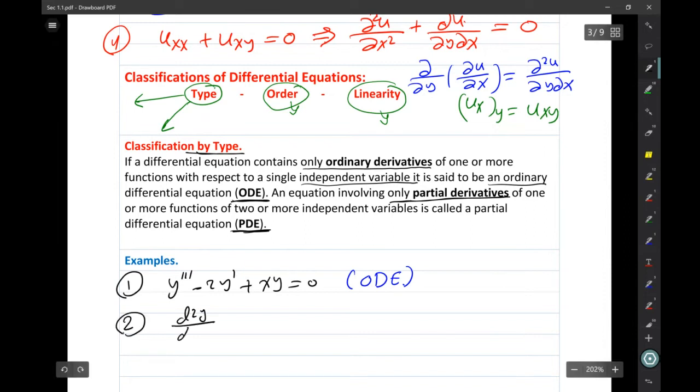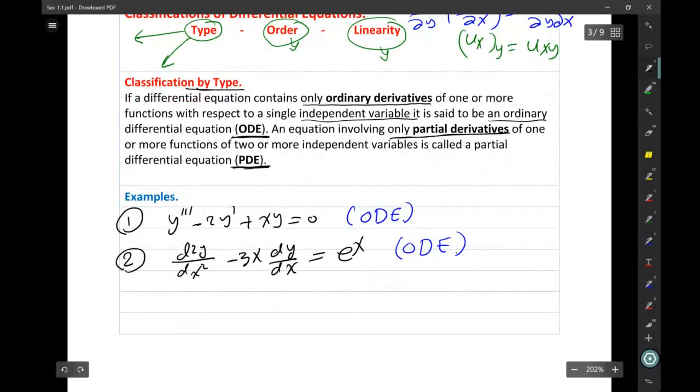If we say d squared y over dx squared minus 3x dy by dx is equal e to the power x, this also contains only ordinary derivatives. So this is an ODE, ordinary differential equation.